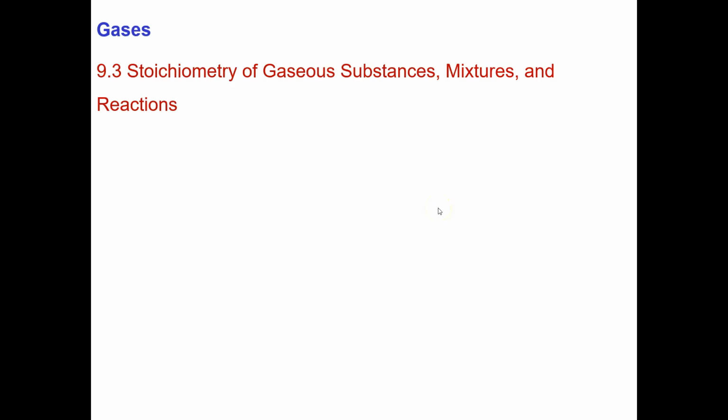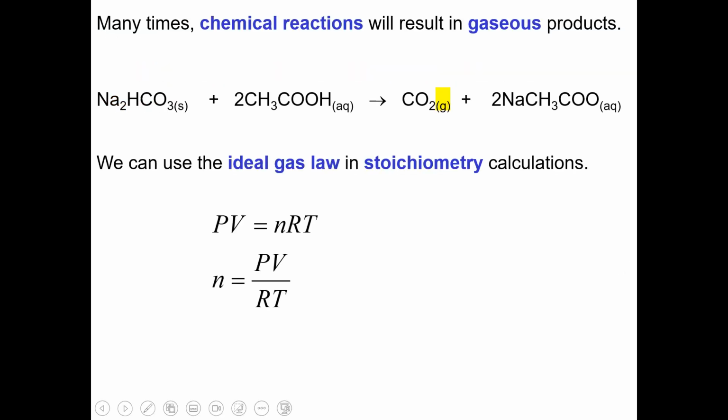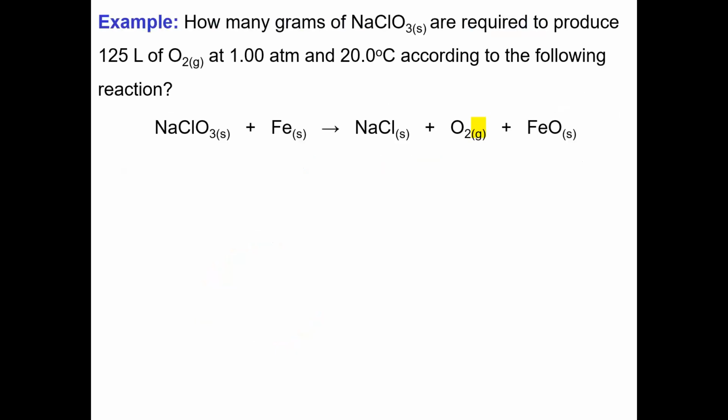In section 9.3, we look at how gases behave in chemical reactions and also in mixtures of other gases. So many times chemical reactions will result in either the formation of a gaseous product or the consumption of a gaseous reactant. Now that we know about the ideal gas law, we can conveniently calculate the number of moles of a gaseous reactant or product and perform stoichiometry calculations similar to what we would do for an aqueous solution or a solid. So a good example of this is the following question.